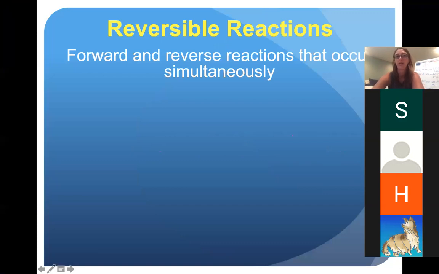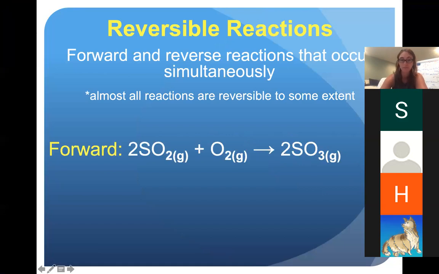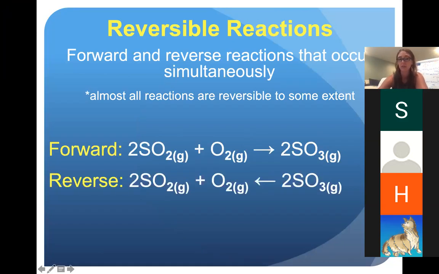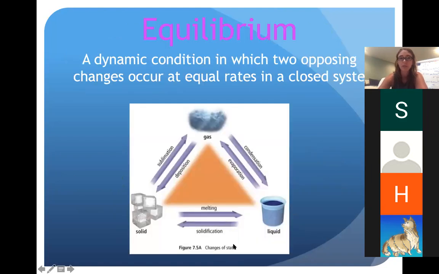So chemical equilibrium, here we go. Reversible reactions. This is the first time we've seen reversible reactions. Essentially, we have forward and reverse reactions that occur simultaneously. Almost all chemical reactions are reversible to some extent. Not all of them, but many of them. So if the forward reaction looks like this, then the reverse reaction just means the products can reform the reactants. And rather than writing both of them out like that, we just write this overall reaction with a two-way arrow like that, okay?